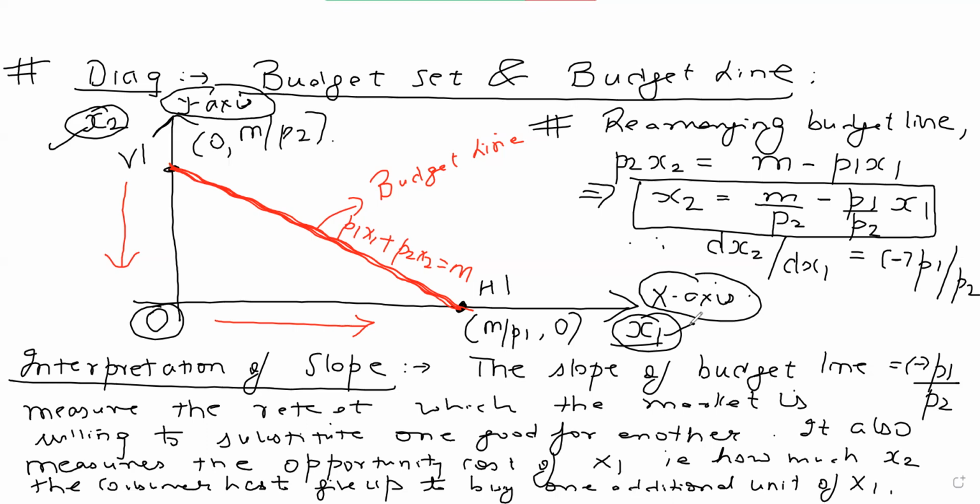So when we talk about the slope of the budget line, it is measuring the rate at which the market, not the consumer, is willing to substitute one good for another. It also measures the opportunity cost: if the consumer buys an additional unit of X1, how much X2 the consumer has to give up. Not willing to give up, has to give up. Given the market, how much X2 the consumer has to give up to buy one more unit of X1. So the slope of the budget line measures the market's willingness, not the consumer's willingness.